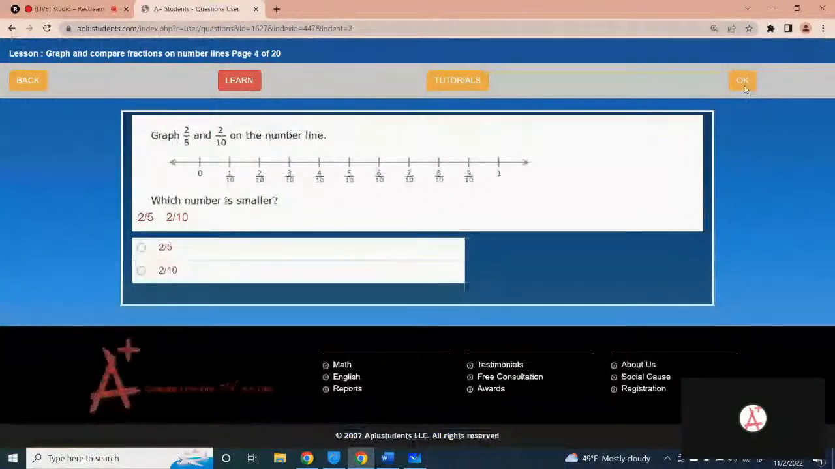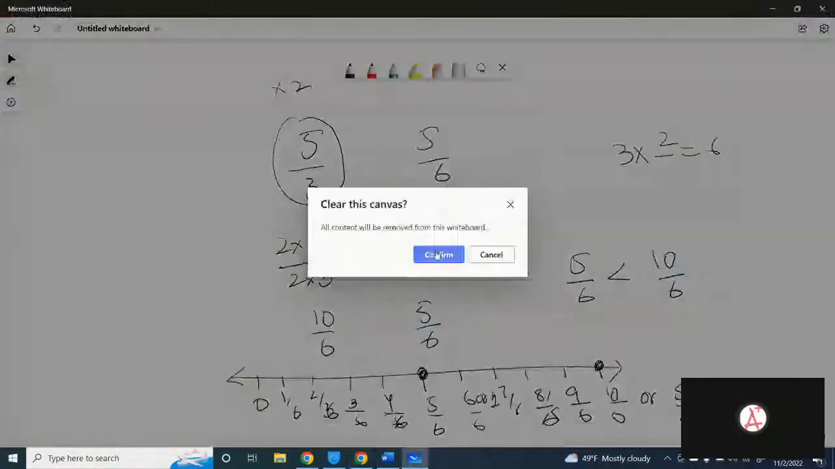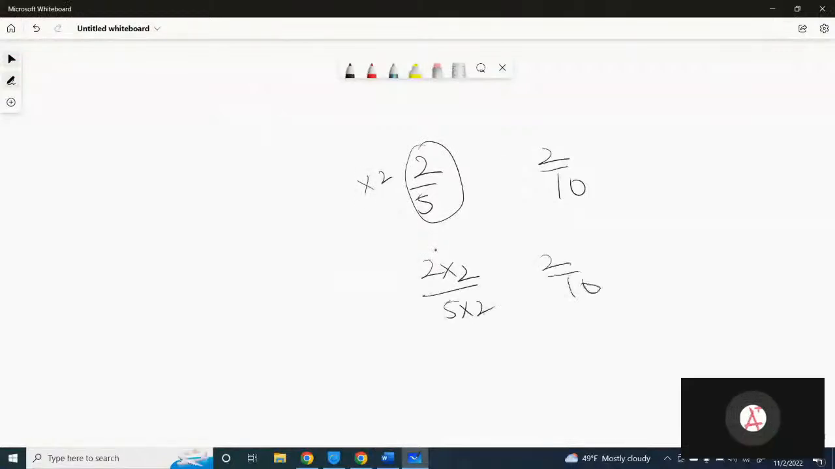Okay, 2 by 5 and 2 by 10 on the same number line. If I have to make their denominator same, 2 over 5 and 2 over 10. So 5 times 2 makes 10. So just multiply this fraction by 2. So it would be 2 times 2 and 5 times 2. That would be 2 times 2 is 4 and 5 times 2 is 10.